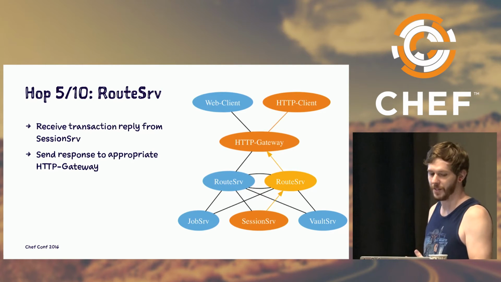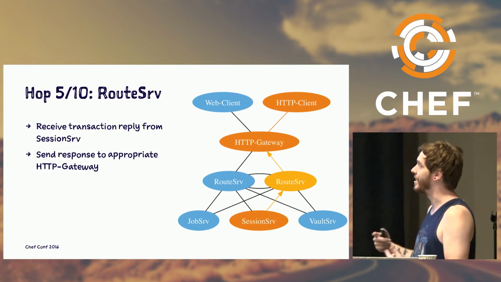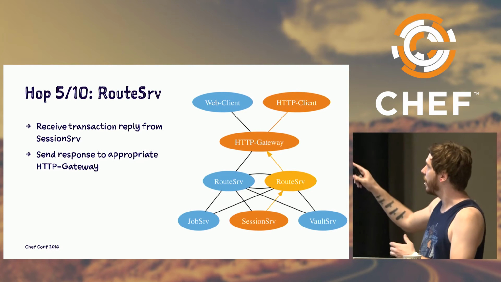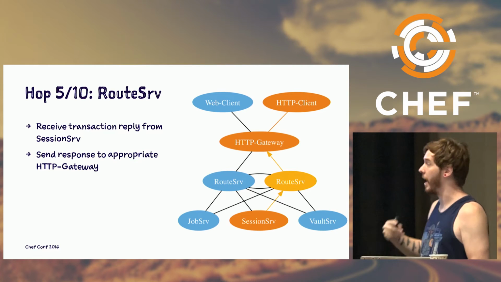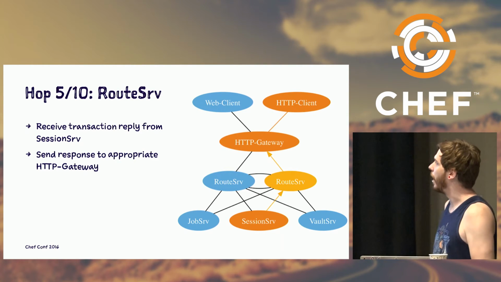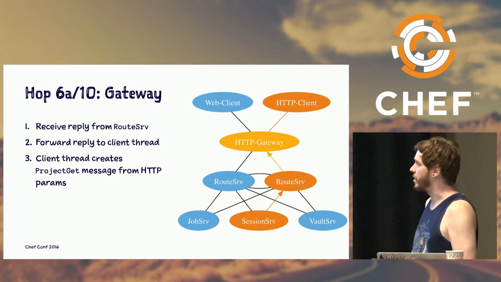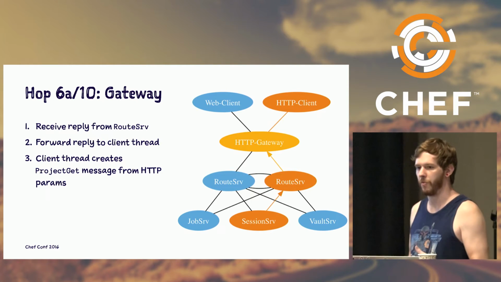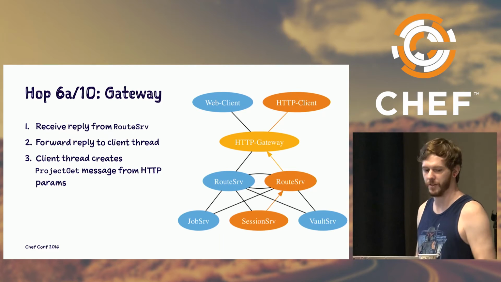So the fifth hop is that the route server receives the transaction reply from the session server, and it sends a response to the appropriate HTTP gateway. This is important because there could be multiple HTTP gateways that the route servers know about, right? And how does the message know how to get back to the appropriate route server? And we'll get to that in a second. So the gateway is going to receive that message, receives the reply, and then it knows which client thread to send it for. Again, no one in this room needs to know how to do that. It automatically does it.